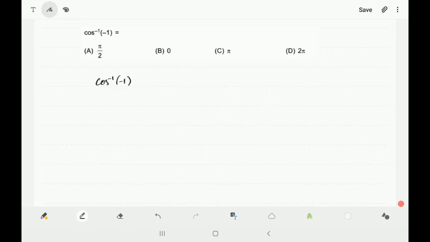In this problem, you have to find the value of cos inverse -1. You will consider it as theta, provided theta belongs to the closed interval 0 to pi. Or you can directly write it if you know it. Cos theta is equal to -1, then theta will be equal to pi, because cos of odd pi gives the value -1. Cos of odd pi is -1, cos of even pi is 1.